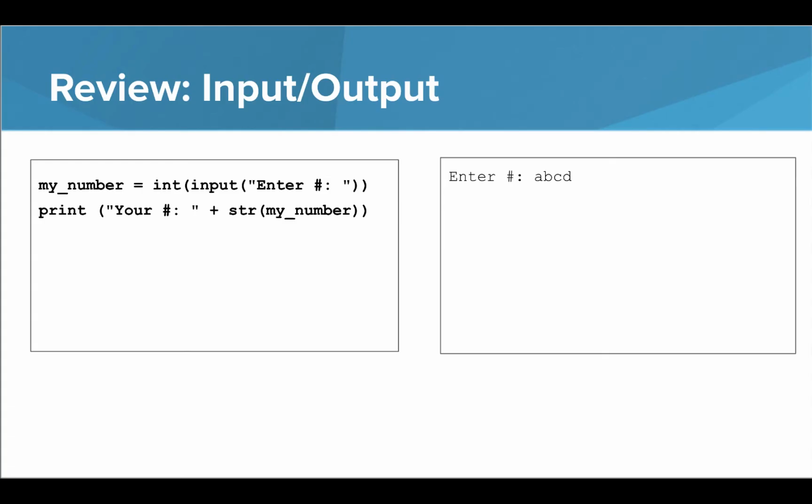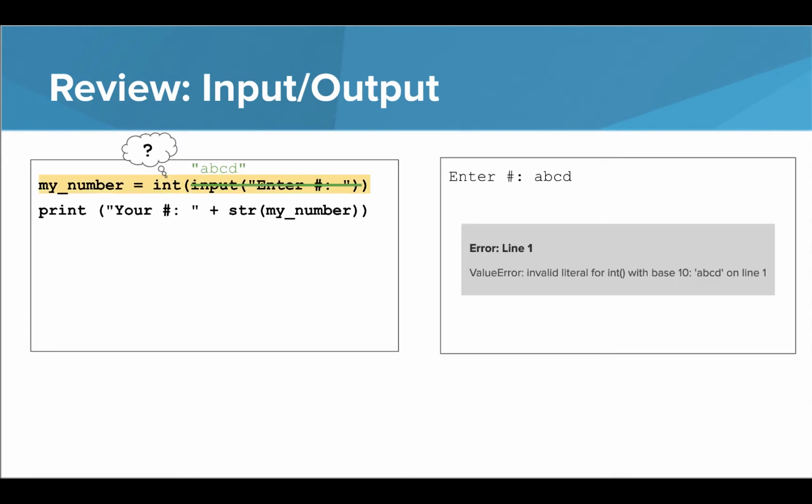In the input-output lesson, we did a bunch of asking the user for numbers. But what if the user enters something that isn't a number at all, like ABCD? Remember, I said that the int function will convert a string to an integer if the string really contains an integer. If it doesn't, this will actually crash our program. What this is actually doing is raising an exception, and a special type of exception at that, something called a value error. You can see the type of the exception written in the error message on the right.